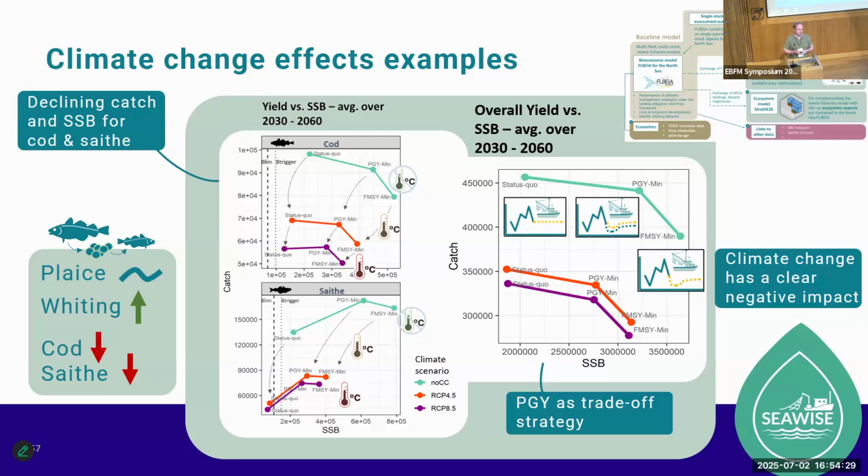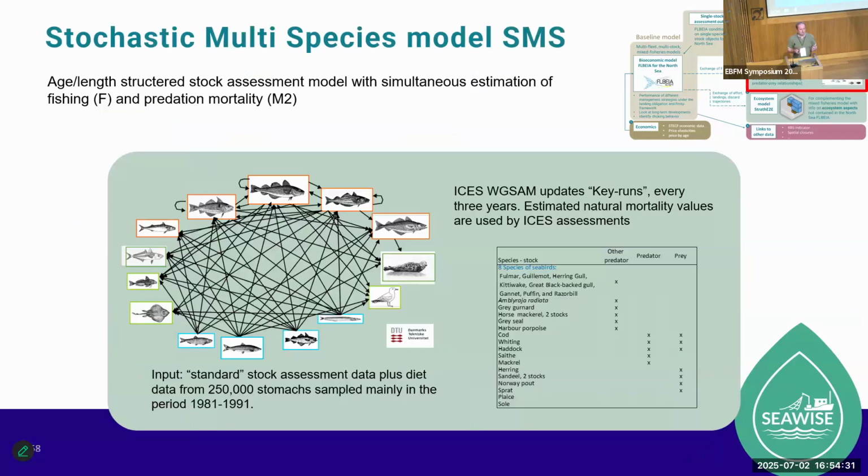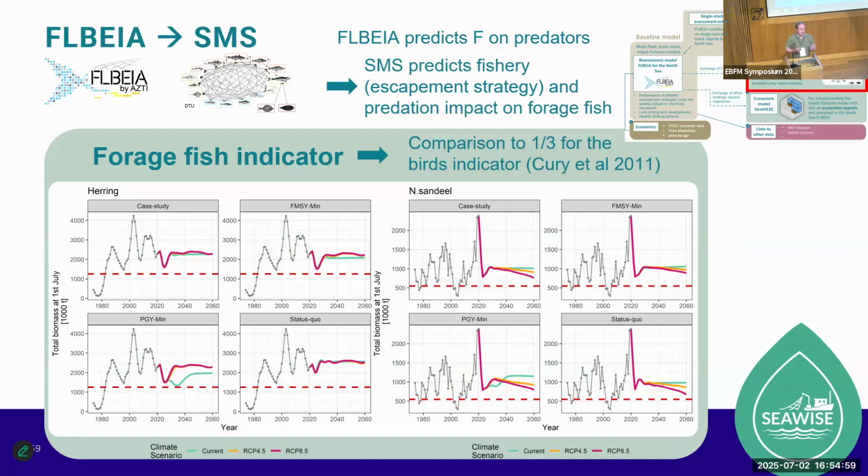So if we now look at the link to the stochastic multi-species model SMS, it is not only simulating fishing mortalities, but also predation mortalities. It is used in ICES so-called key runs to inform single stock assessments. And it uses standard stock assessment input data plus 250,000 stomachs sampled mainly in the period 81 to 91, so quite old, but that's what is available for the North Sea.